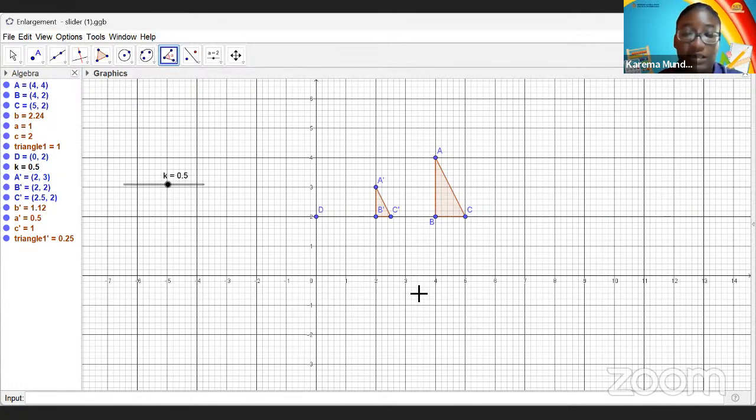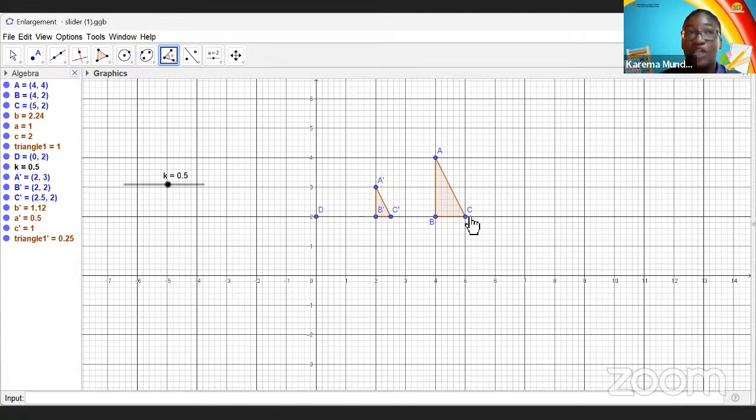So let's look at BC. What's the measurement for BC, which is the length on the object? 1 unit. Good. Let's look at B prime, C prime. What are we seeing here? 0.5, 0.5, someone not certain, some are certain. So it's actually 0.5, you are correct. So what is happening to the lengths?